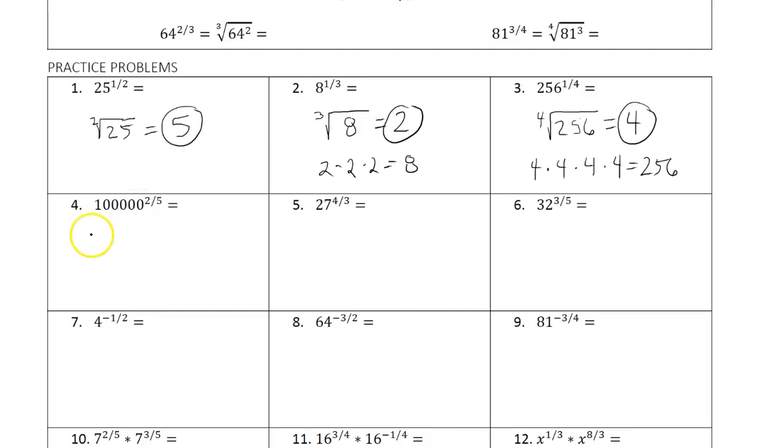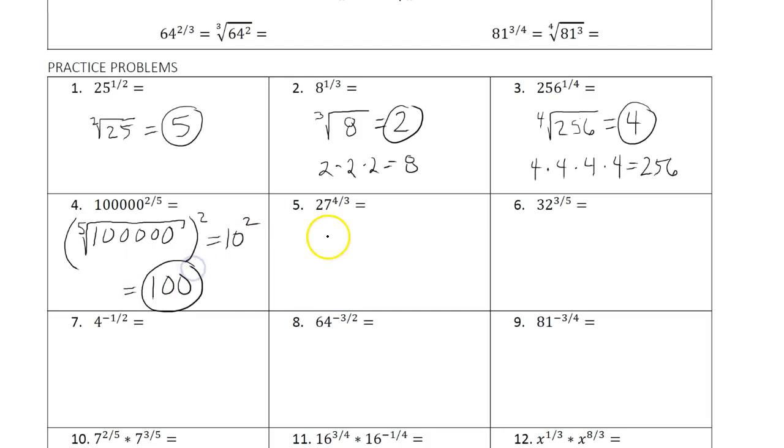The next example is to find 10,000 to the 2/5 power. First find the fifth root of 10,000. Then raise that to the second power. The fifth root of a number with 5 zeros will be 10. 10 squared is 100.